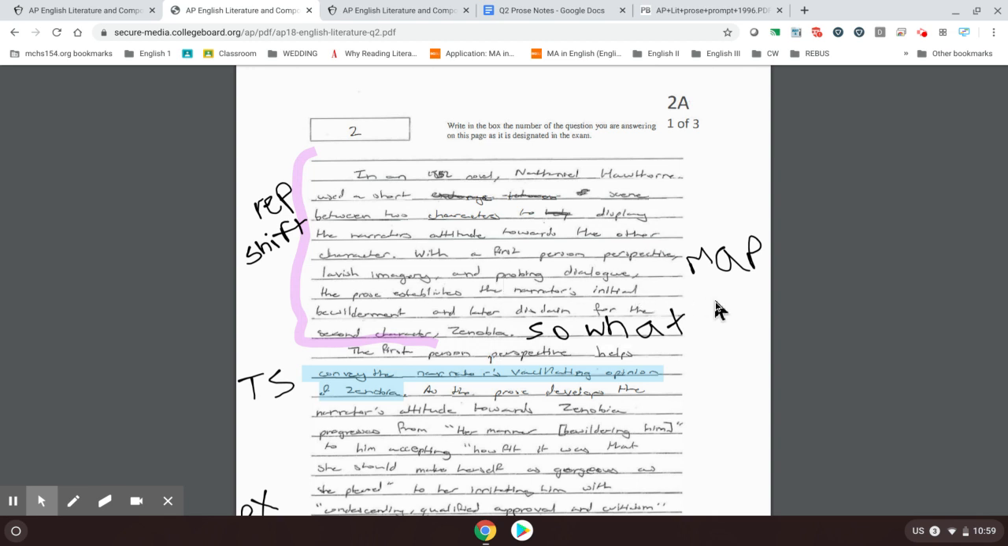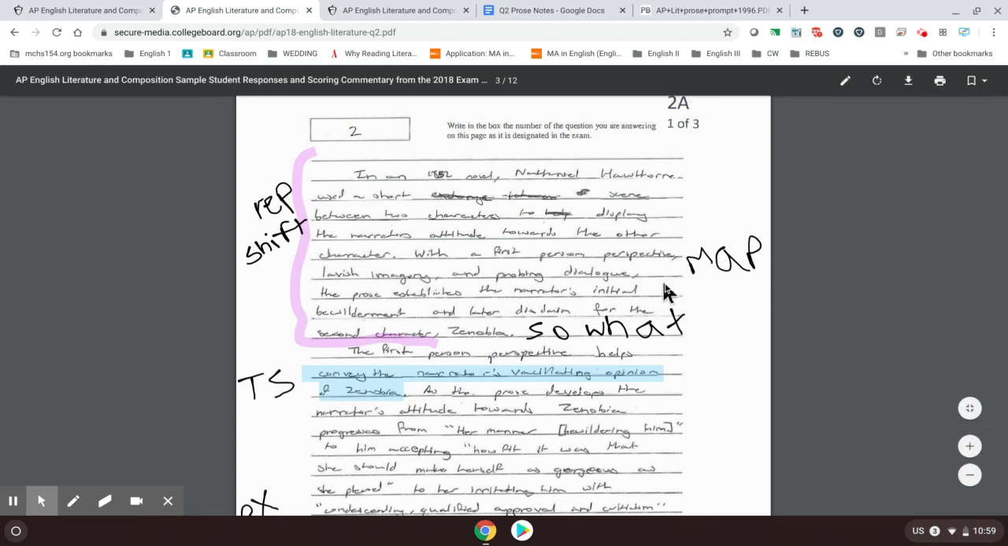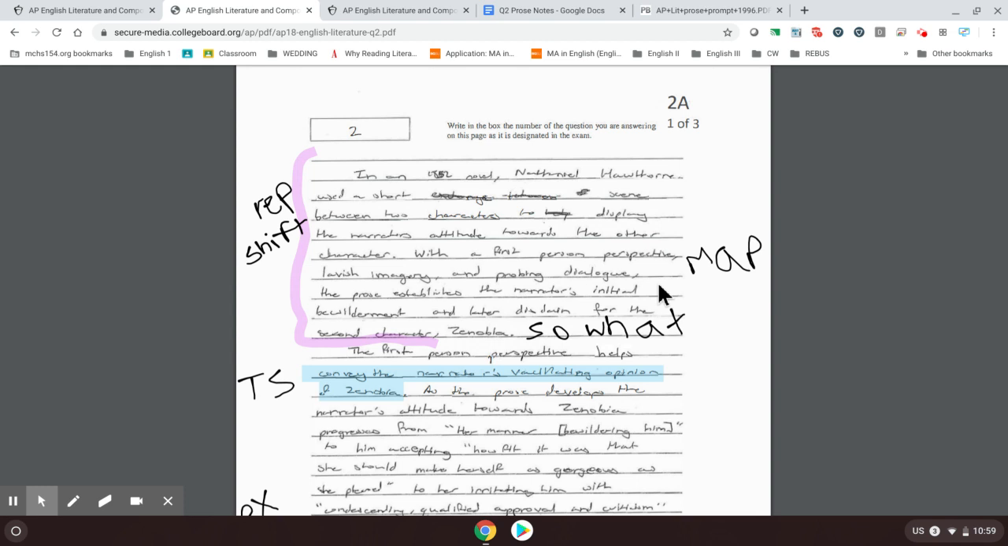So that's another strength that helps it avoid being vague. Finally, this person responds to the prompt by explaining that there is a shift in the narrator's attitude or tone, right? Initial bewilderment and later disdain. So this checks all of the boxes.